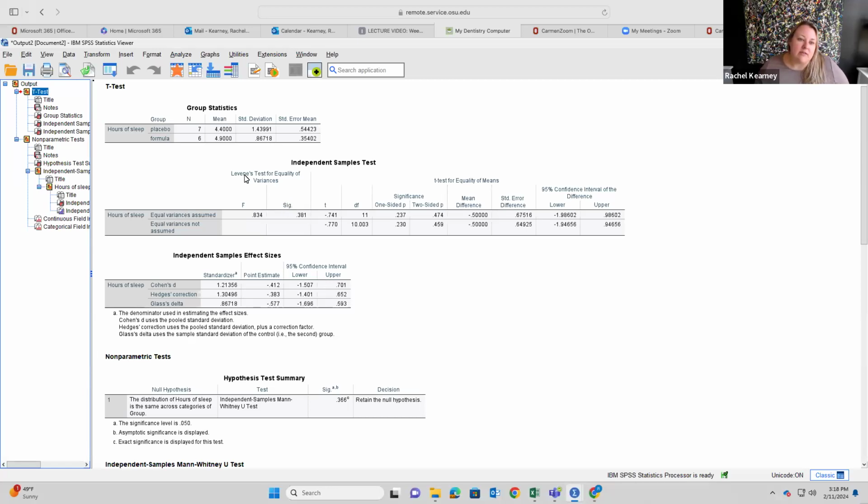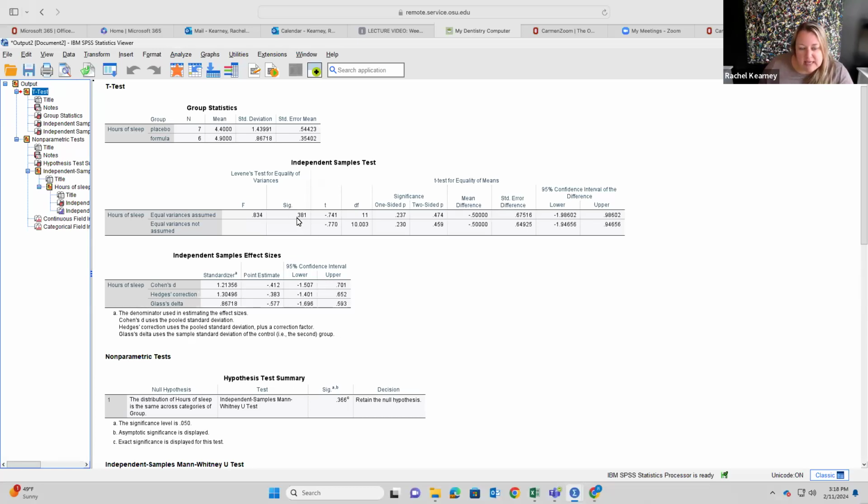And you can see that for Levene's test for this problem, your significance value, this Sig, is 0.381. And so you're going to use this number to determine which row you're going to read from for the rest. And so if this value is less than or equal to 0.05, because we've set it at a 95% level, so the significance level is 0.05.